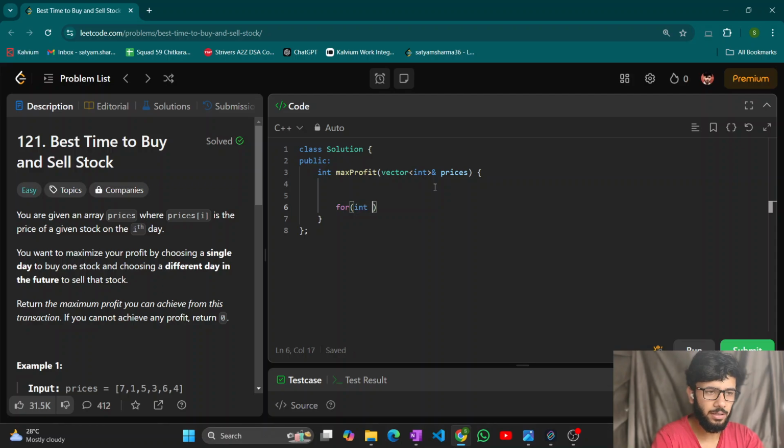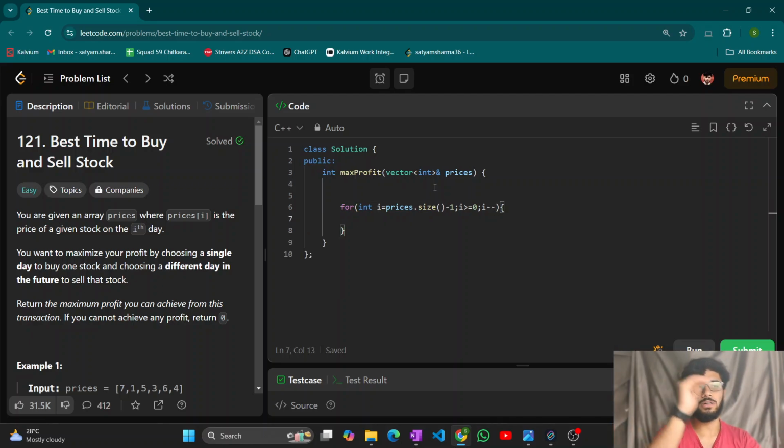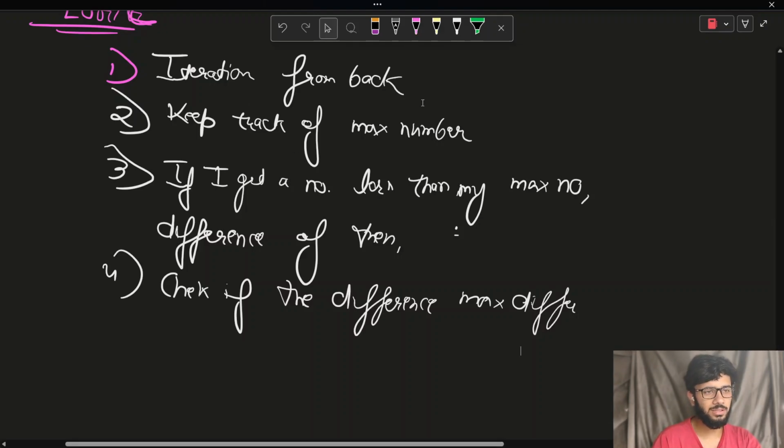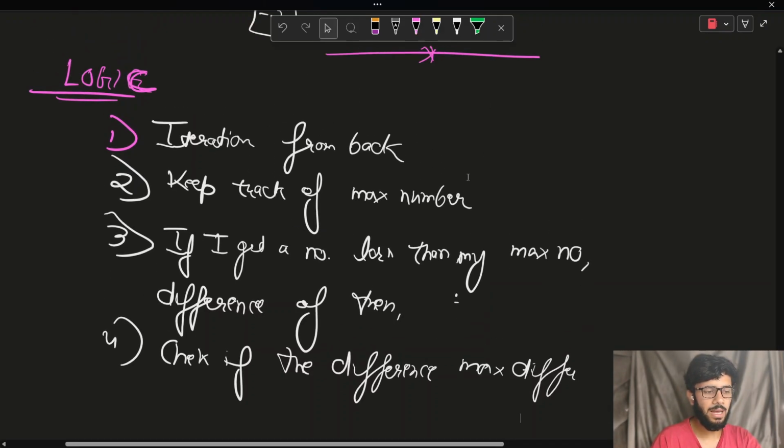So int i will be equal to prices, which is the name of the vector int. You might know what a vector int is by now; just think of it as an array. So if I write size minus 1, that means starting from the last-most index, and then we have to go till the first index, decreasing it because we are iterating from the backwards. So this thing is done, iteration from back done.